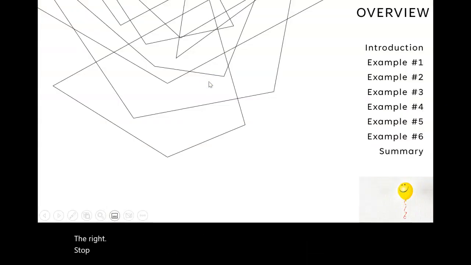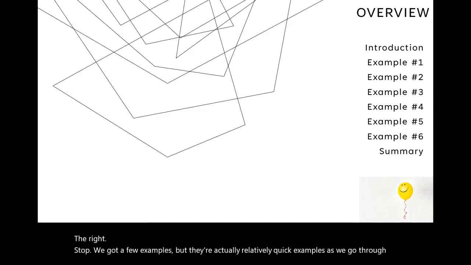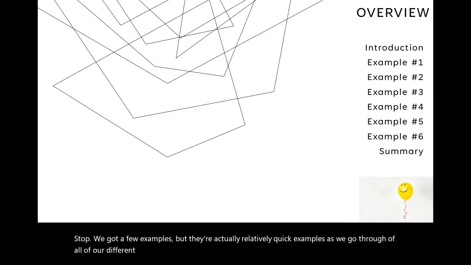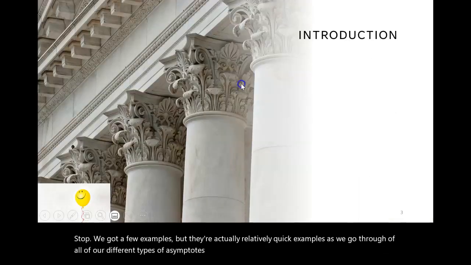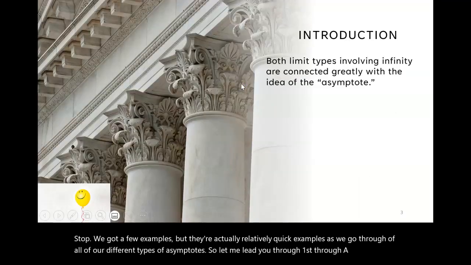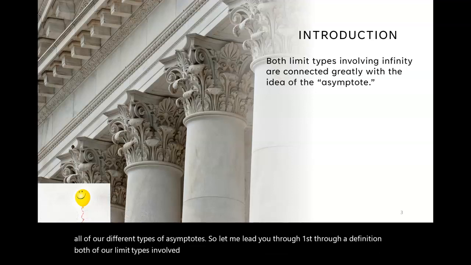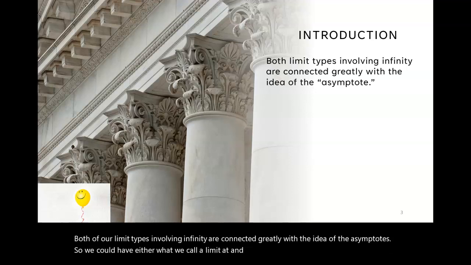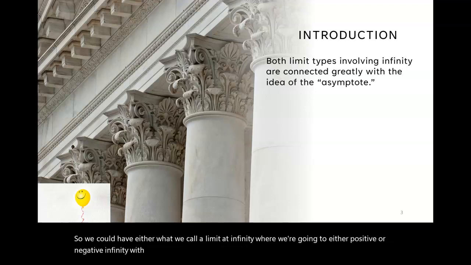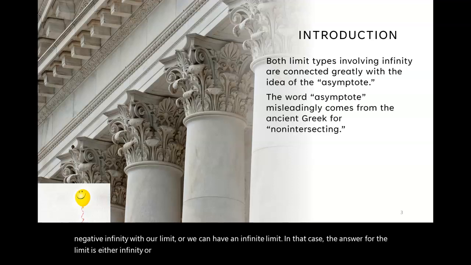So we've got a few examples, but they're actually relatively quick examples as we go through all of our different types of asymptotes. So let me lead you first through a definition. Both of our limit types involving infinity are connected greatly with the idea of the asymptote. We could have either what we call a limit at infinity, where we're going to either positive or negative infinity with our limit, or we can have an infinite limit. In that case, the answer for the limit is either infinity or negative infinity.